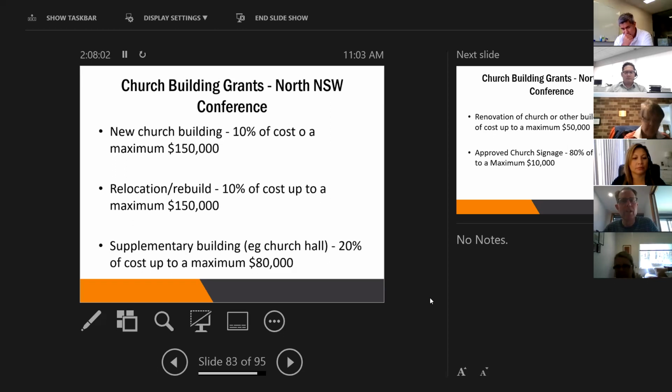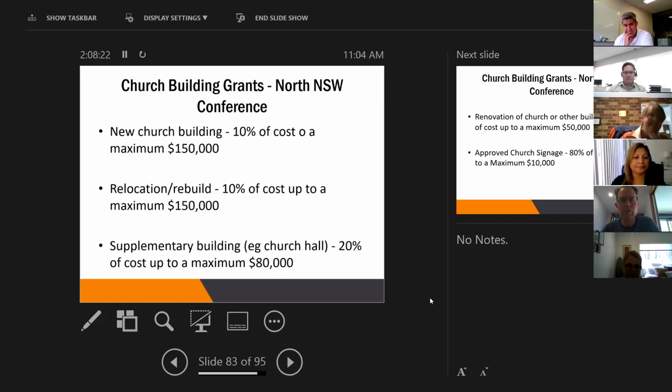Second category is the relocation or rebuild of an existing church. This does happen around our conference. Again, you can apply for a grant to assist with that relocation process. There is another category called the supplementary building category.